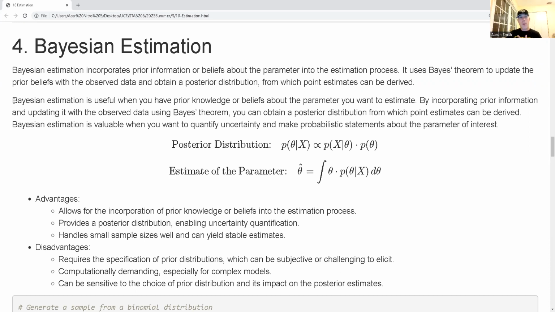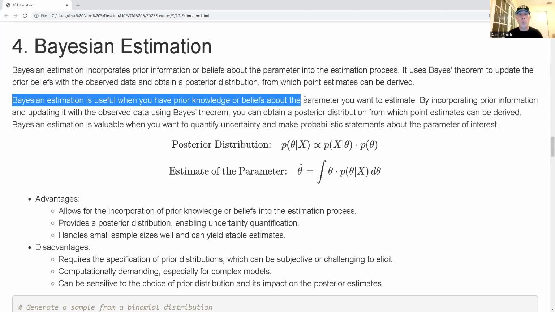I personally like Bayesian estimation in the situation where I need a more complete representation of what's going on, or I'm in a small data situation and want to fill in the blanks with the prior. A lot of biological and medical researchers like Bayesian statistics over the frequentist point of view. Right. Bayesian estimation is useful when we have prior knowledge or beliefs about the parameter that we want to estimate.